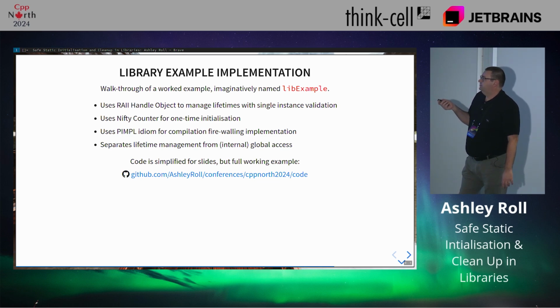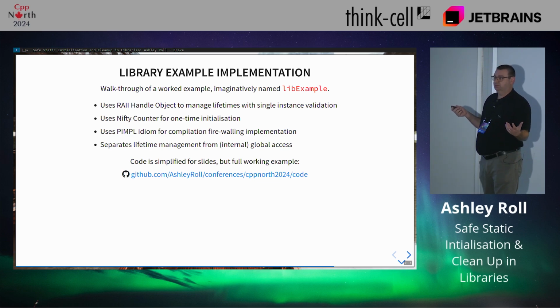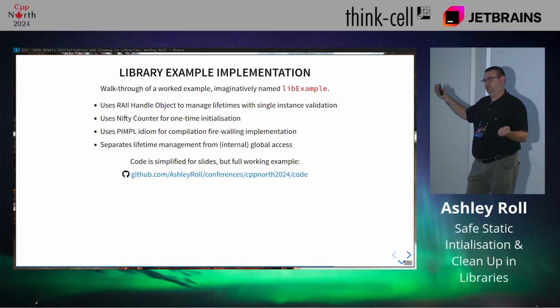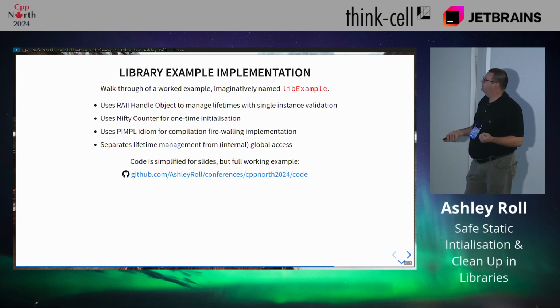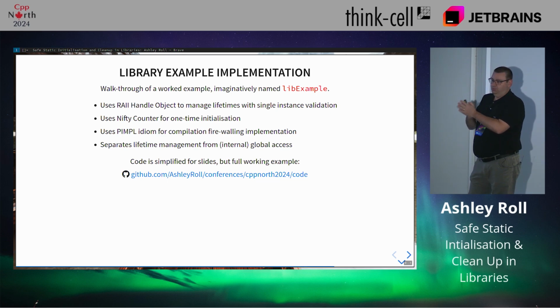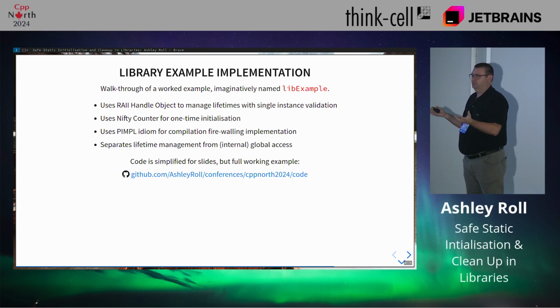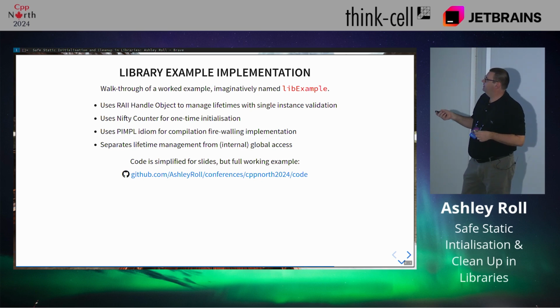It uses an RAII object, a handle basically, to manage the lifetime of all the objects that I create in my library. It uses a nifty counter for one-time initialization for external dependencies like curl or OpenSSL or anything like that. It uses the Pimpl idiom to firewall off the library implementation details from the exposed header for the public interface, and it separates lifetime management of our static storage duration objects from their access. And we'll show you how we do that.